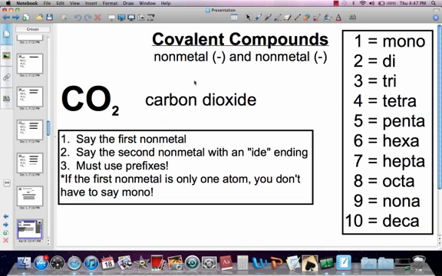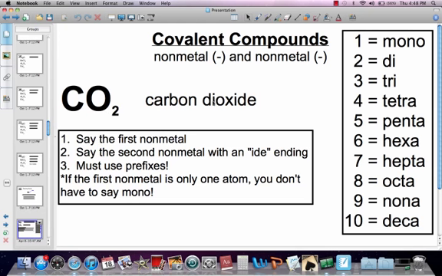All right, covalent compounds. Covalent compounds are two nonmetals, so you have a negative and a negative. They're sharing electrons. You don't have opposite charges attracting. The easiest example of covalent compounds is CO2, both nonmetals. You say the first nonmetal, carbon. You say the second nonmetal with an IDE ending, oxide, but you have to use prefixes.